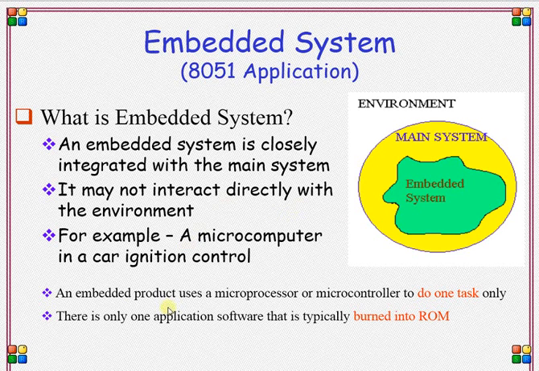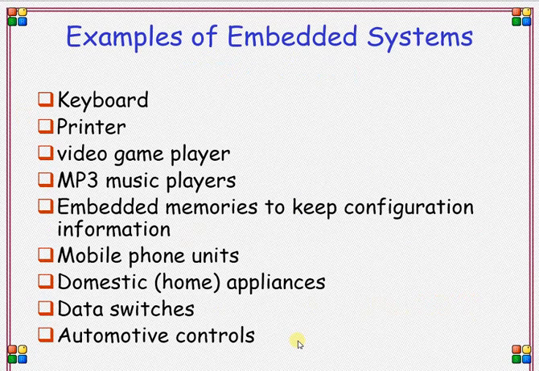Now, an embedded product uses a microprocessor or a microcontroller to do one task only, and that's why there's only one application software that is burnt into the ROM. These days microprocessors are hidden inside a surprising number of products. If your microwave oven has an LED or an LCD and has a keypad, it contains a microcontroller.